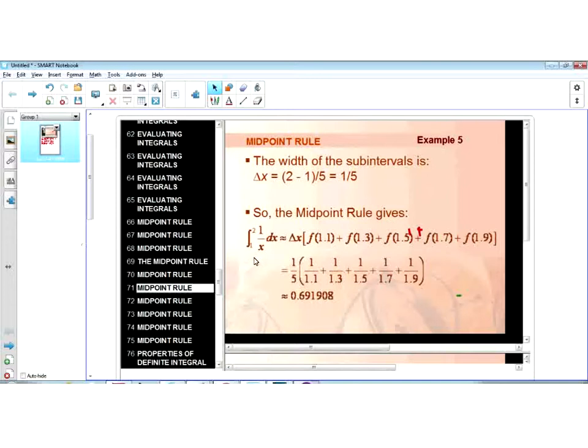Okay, so it's approximately 0.6919. And of course, the true answer, I think we've talked about this before, would be essentially the natural log of 2. Remember how we calculate the natural log? If you have the positive branch of the hyperbola 1 over x, and here's 1, and here's x, then the natural log of x is the area under this curve. That's actually the definition of the natural log function.